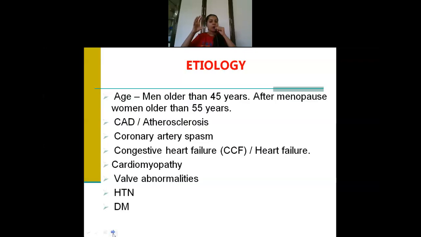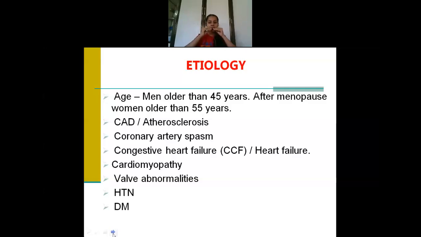In gender, it is seen that men are affected, but women will be more affected after menopause. This already I have explained. What happens after menopause? Estrogen will be less, and that is actually a protective hormone. So once menopause occurs, women also will be equally at risk of any cardiovascular problem.